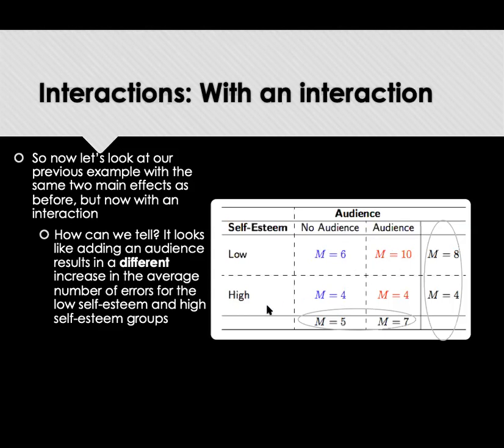Contrast that with the high self-esteem people. They start out making 4 errors, so fewer than low self-esteem. But when you add an audience, it does absolutely nothing. They're still making, on average, 4 errors. So in this case, there's an interaction going on here. Having an audience does make a difference, but only for the low self-esteem group, not for the high self-esteem group. And this is, by definition, what an interaction is or what that looks like.